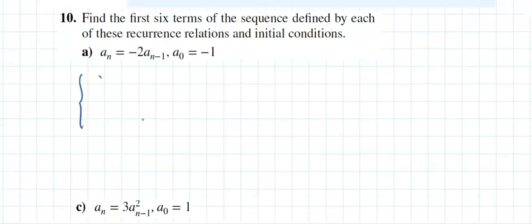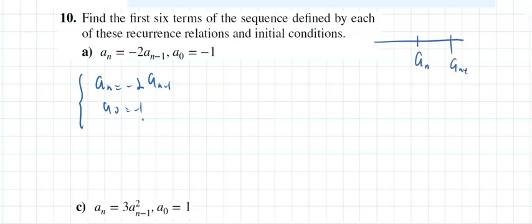This says, if you want to find the term, take negative 2 times the term before it. And the first term is negative 1. So just to keep this simple, if this is a term, the next term is a sub n plus 1, and the previous term is a sub n minus 1. So if you start reading it this way, next term, previous term, to find a term, take the previous term multiplied by negative 2. They want us to find the first six terms.